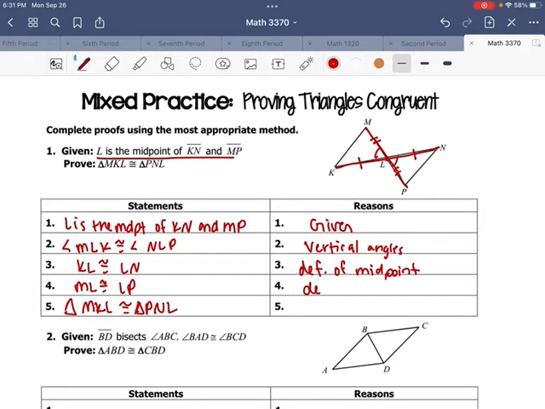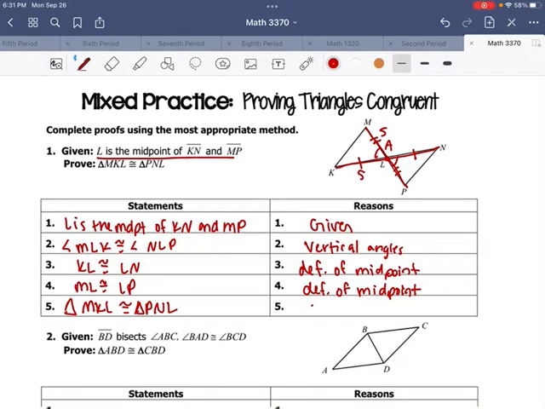Now sometimes the problem won't tell you that it's the midpoint of both lines. If this would have just said L is the midpoint of KN, I would not have been able to assume this second one. It has to tell me that it's the midpoint of both so that I can assume that they're both being bisected. And so now look at my triangle and I can clearly see that the triangles are congruent by SAS. You have a side, you have an angle, you have a side.